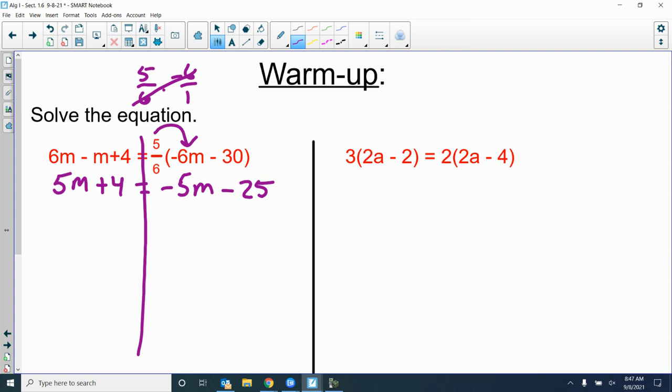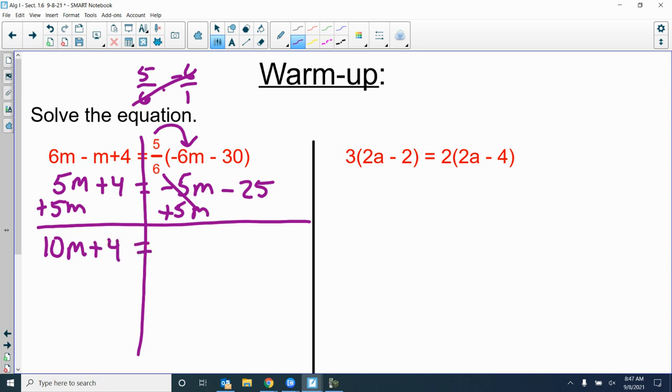All right, now, what happens here? What's next for me? Mason, what are you thinking? What's the smaller guy? -5m. Yeah, so what do you want to do? Plus 5m on each side. Yep. Add 5m to both sides. Okay, so what happens? You get 10m, and bring down the +4.